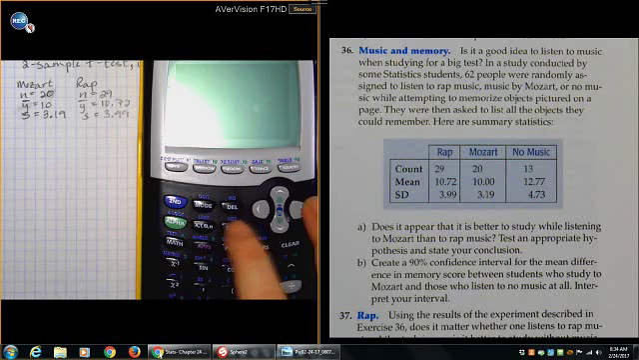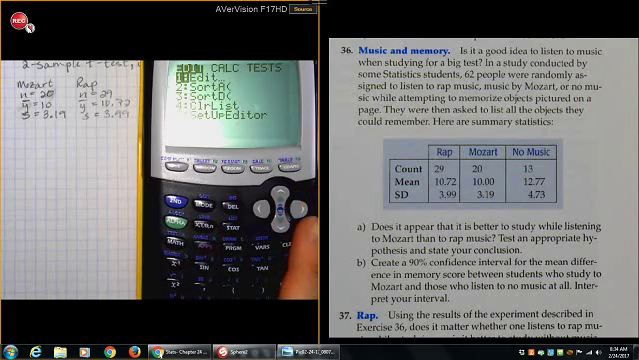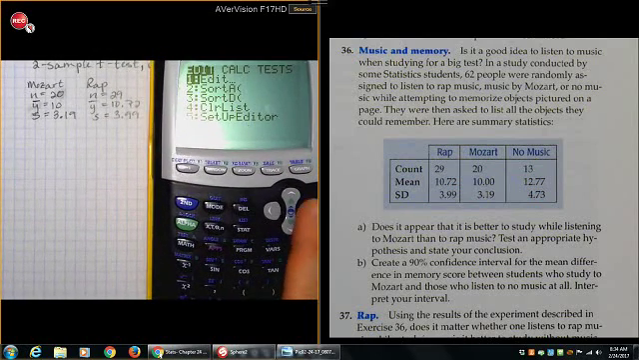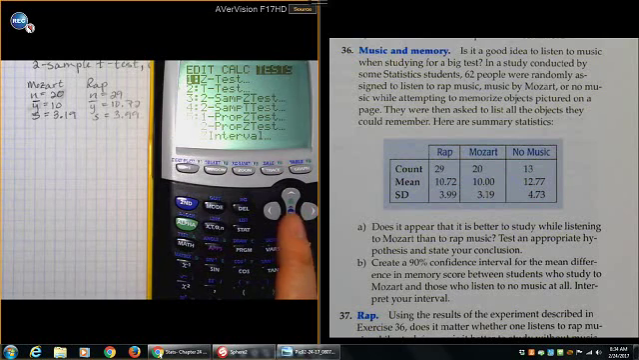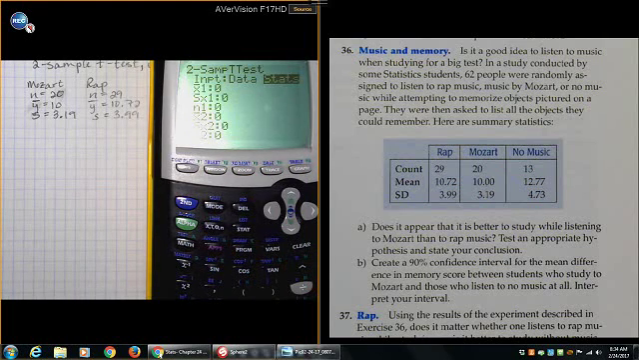So go to the stat menu, and sorry about the glare there. Over to test, and you're going to do the two-sample t-test. Make sure when you do this, you look carefully, because the ones next to each other look a lot alike. In this case we have the statistics. In some cases we have lists of data that we put into our list, then we would use the data. But because we just have the means and standard deviations, we're going to use the stats, so make sure that's highlighted.